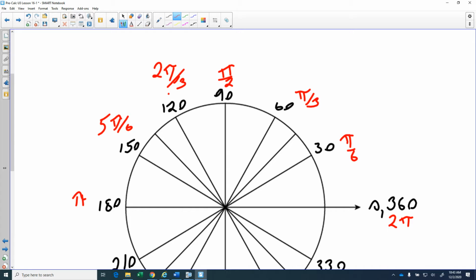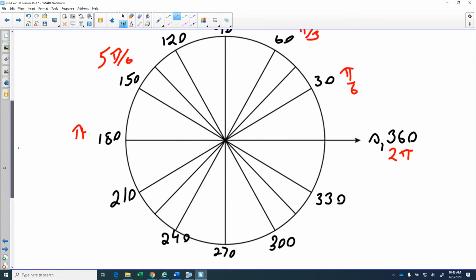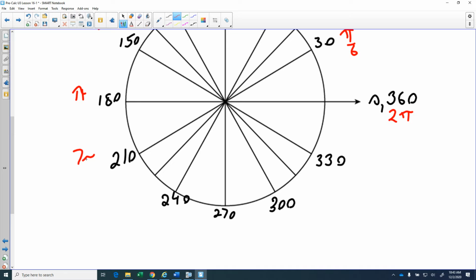Now, at the bottom of the graph, it would repeat the same pattern. This one would be 7 pi over 6. Then we'd have 4 pi over 3. Then we'd have 3 pi over 2. Over here, we would have 5 pi over 3. Then all the way over here, 11 pi over 6.